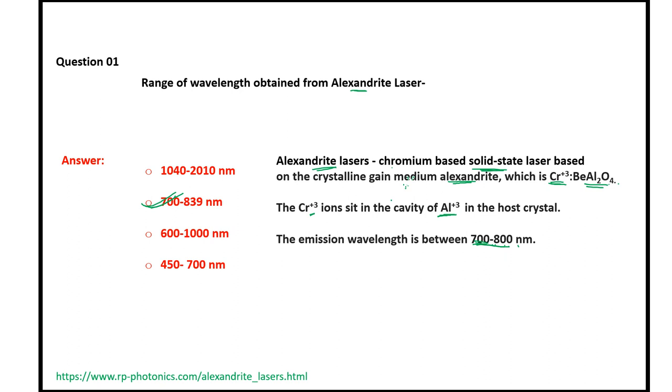Once again, I will repeat what the Alexandrite lasers are. These are solid state lasers which have chromium doped in a BeAl2O4 crystal. Alexandrite is a naturally occurring material, but what we use for experiments and for the development of lasers is synthesized artificially. The chromium ions in the host crystal take the position of aluminium plus 3 ions, and the wavelength with which this emits is in the range of 700 to 800 nanometer. Therefore, the answer for this question is option B.